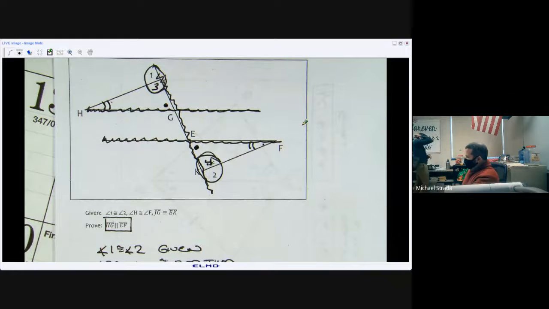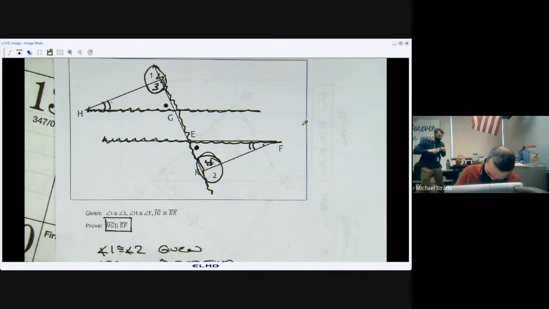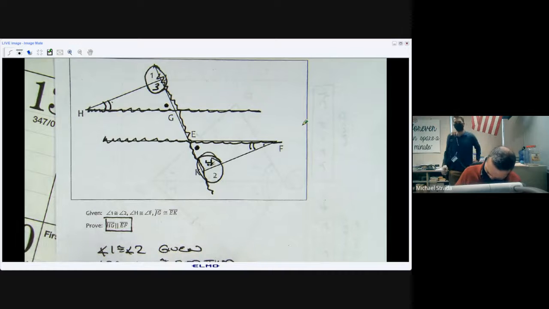Are those angles inside the triangle? Yep, so you're done. You don't do anything else with them, it's already given. Then we have JG congruent to EK. That is also what?